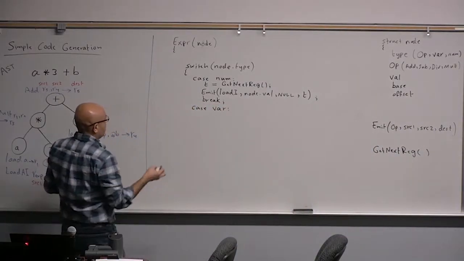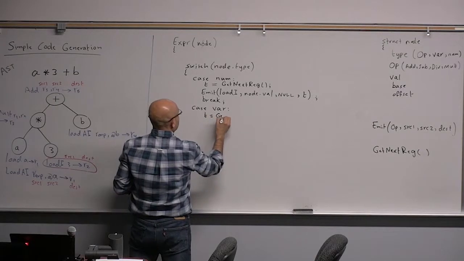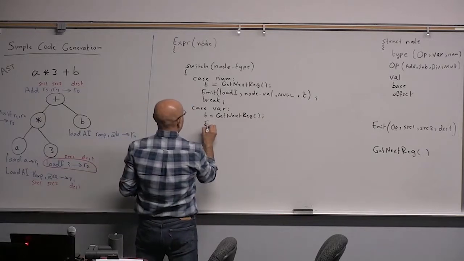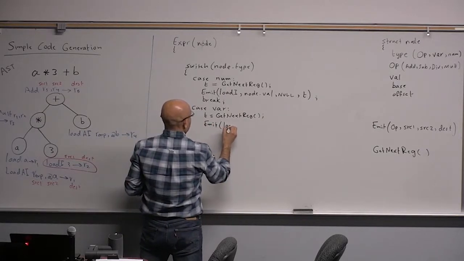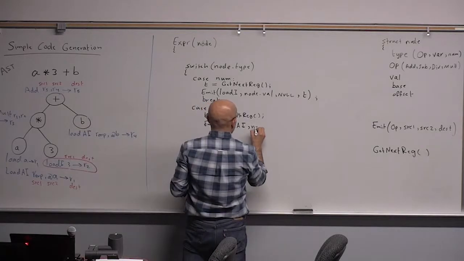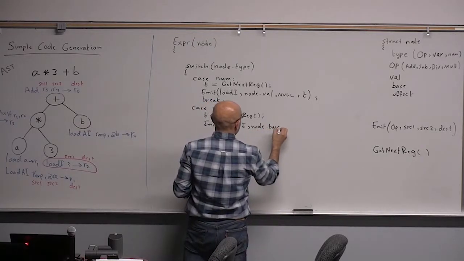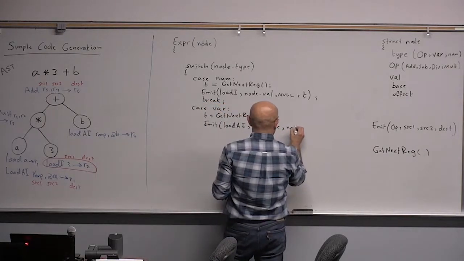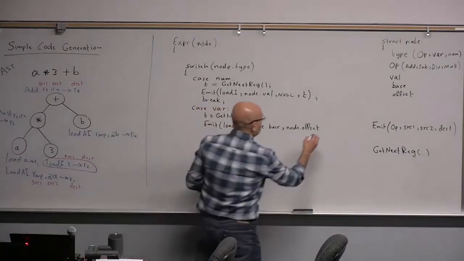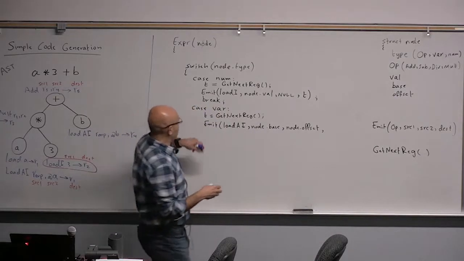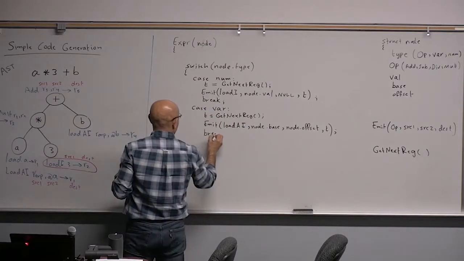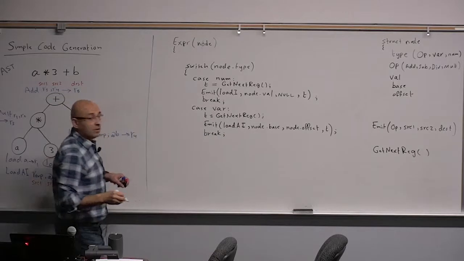So again, we can do t equals get next register, and we can do emit of load address immediate. Source 1 is going to be node.base. Source 2 is going to be node.offset. And the destination is going to be the t. And we break. So these are the leaf nodes.